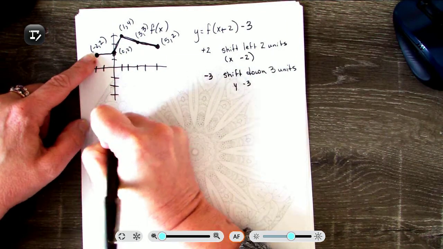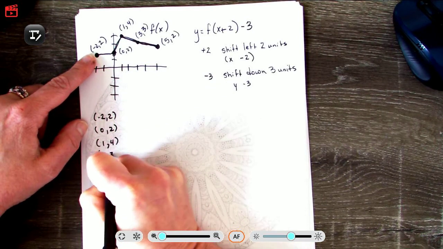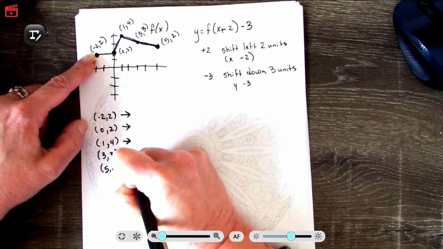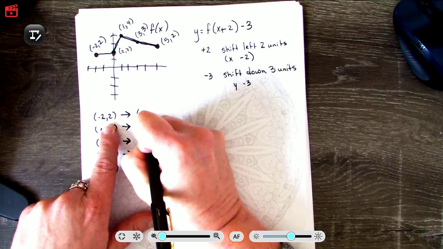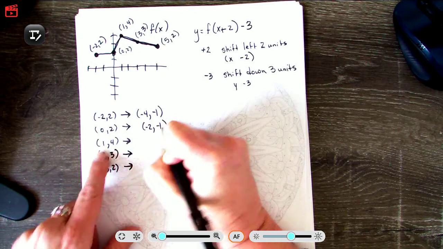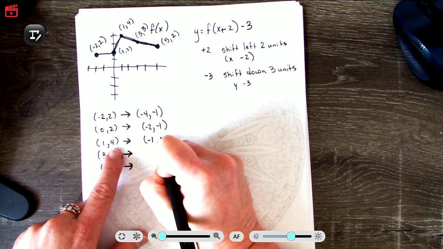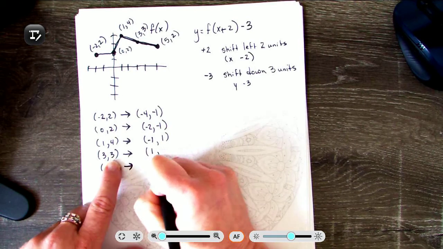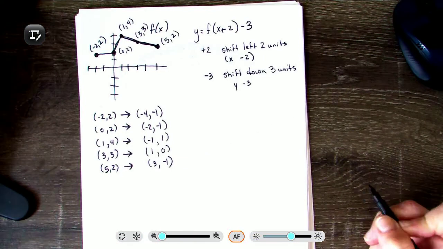So here's our original points. Throw them in here. And my 5, 2. And then they transfer them through those changes. They're going to subtract 2. So that's going to be a minus 4. And then subtracting 3, minus 1. Minus 2, minus 1. Minus 1, 1. I have to think here. We're subtracting 2, subtracting 2, subtracting 3. Subtracting 2, subtracting 3. Okay?